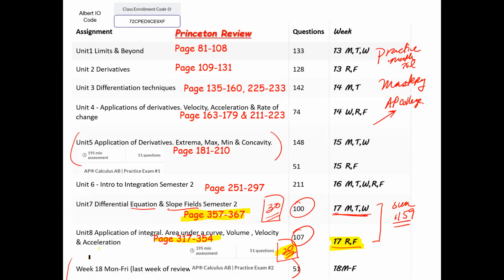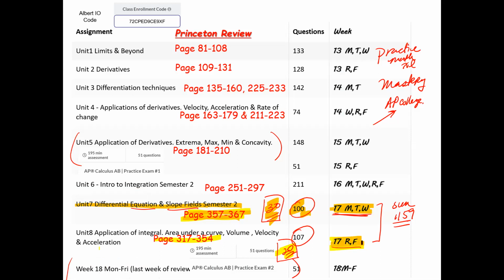So this is week 17, and so on 17 Monday, Tuesday, and Wednesday, you need to start Unit 7 on differential equations and slope fields for semester 2 on our IO. There are 100 questions. Out of the 100, you can pick any 30. If you need additional assistance, your print and review is on pages 357 to 367.